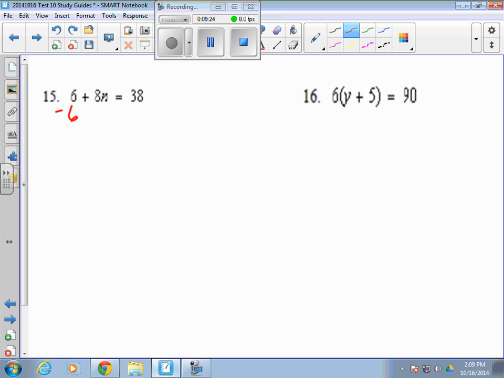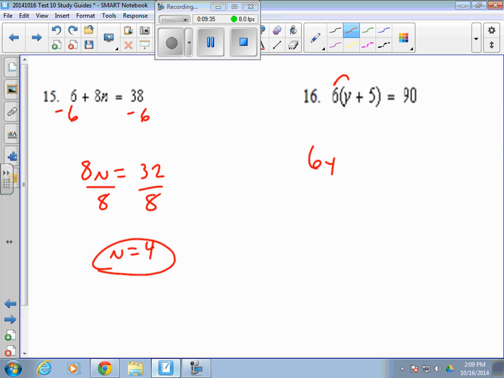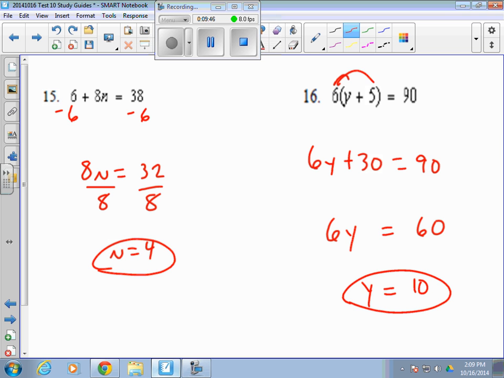Undo positive 6 by subtracting it on both sides. 8n equals 32. Undo times 8 by dividing by 8 on both sides. n is 4. Distribute: 6y plus 30 equals 90. Subtract 30 on both sides. 6y equals 60. Divide by 6 on both sides. y equals 10. Notice I'm just showing the solution steps without the arithmetic.